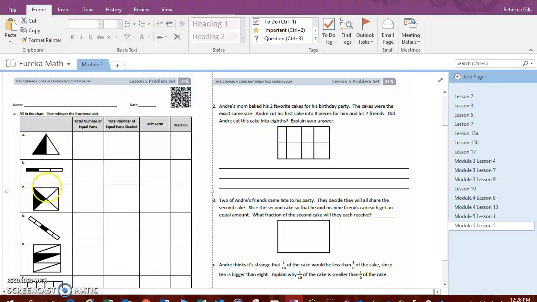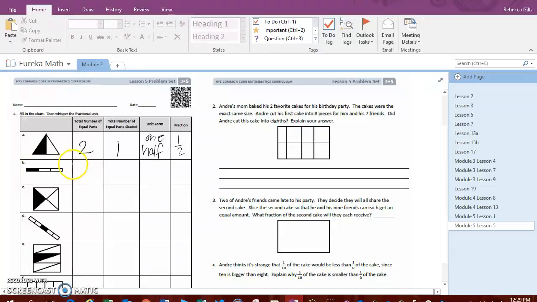So if you look at this triangle, how many equal parts are there? 2. And how many are shaded? 1. So the unit form is when we write it in words, and we're going to write that the shaded part is 1 half. Remember, 2 pieces are called halves, and then we're going to write that fraction numerically, 1/2. So that's what we're doing for the rest of these shapes in number 1.